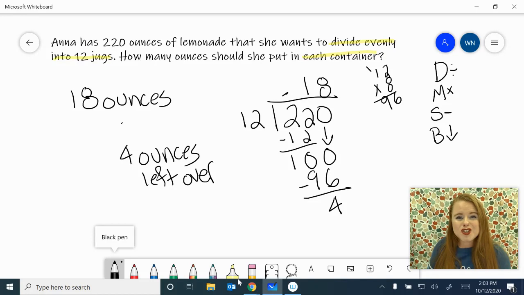This is what we mean when I say interpreting the remainder. I have to know that the answer isn't 18 remainder 4. The answer is 18 ounces with 4 ounces left over. Even though that sounds like a remainder, it's kind of different because your answer stays 18 ounces and we kind of forget about that 4 ounces because the problem didn't ask us about what was left over.